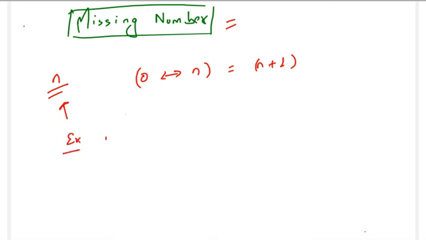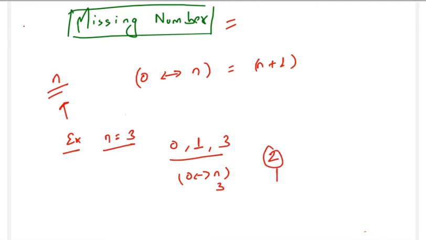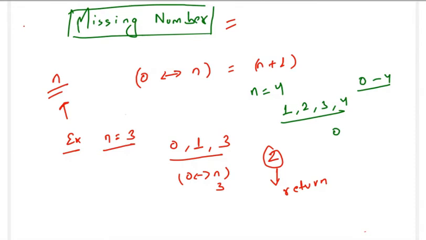For example, let's say n is 3 and the array elements are 0, 1, 3. Thus we see that the range of the array elements are from 0 to n, that is 0 to 3, but one number is missing. Here 2 is missing and thus we need to return 2 as our answer. For another example, let's say this time n is 4 and the array elements are 1, 2, 3, 4. So this time from the range 0 to 4, 0 is missing and thus we will be returning 0 as our answer. So let's see how we are going to solve it.